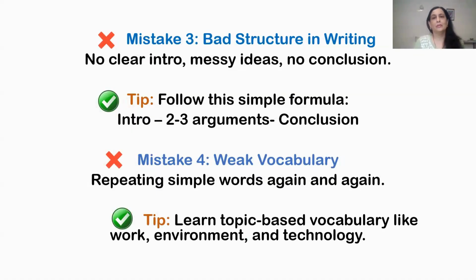Now, the third mistake is bad structure in writing. No clear intro, messy ideas, no conclusion. There should be a particular, specific structure, and you have to write in that structure. So follow this simple formula: intro first, then two or three arguments, main points, and then comes the conclusion. Right? Now, mistake four, weak vocabulary. Repeating simple words again and again.